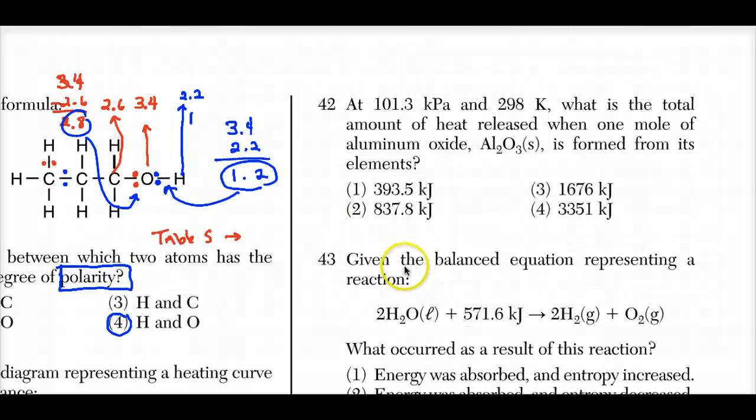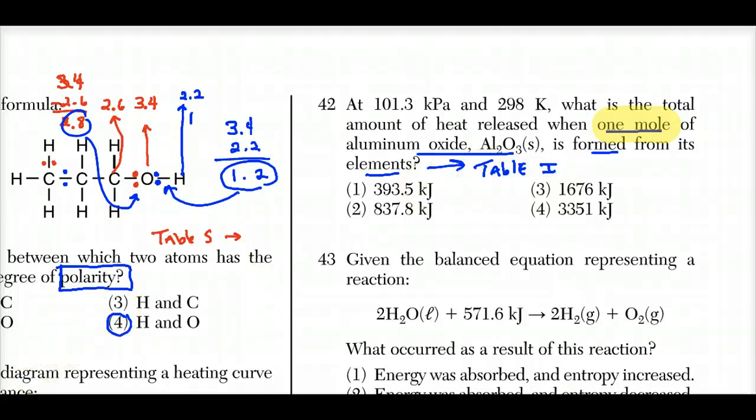Number 42. At this pressure and this temperature, what's the total amount of heat released when 1 mole of aluminum oxide is formed from its elements? This is like a heat of formation. This is table I, so we have to go through table I. We're looking for aluminum oxide, but the key here is that we want 1 mole. How much energy was released in 1 mole?